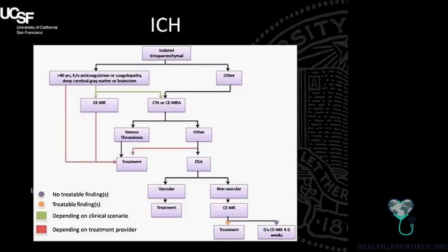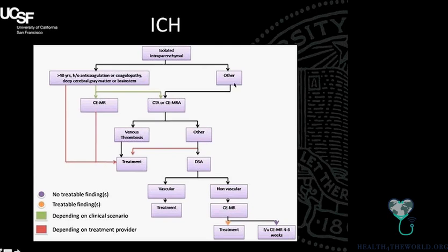This is just a workflow chart talking about how we work up ICH. Suffice to say, when you have an isolated intraparenchymal hemorrhage, if they're greater than 40 years, have a treated anticoagulation coagulopathy, or it's in the brainstem or deep gray matter, this is classic for your hypertensive bleeds. You can go directly to treatment. You can go to GAD-enhanced or contrast MR, but you really don't need to go to catheter angiography.